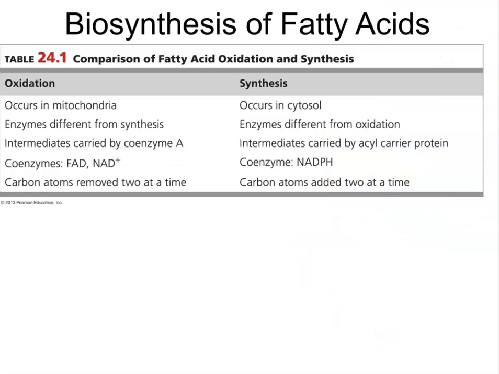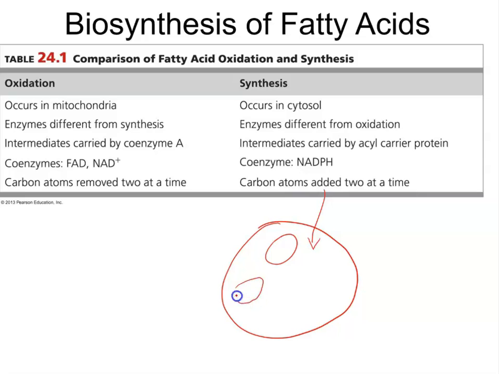Where are they made? When we're building up, that's the synthesis, and that is going to happen in the cytosol. So this is happening in our cells, in the cytosol. If this is our cell and our nucleus, the synthesis is mostly happening in this part. Now, this isn't to scale, obviously our mitochondria aren't as big as our nuclei, but the oxidation, the breakdown, all happens inside the mitochondria.